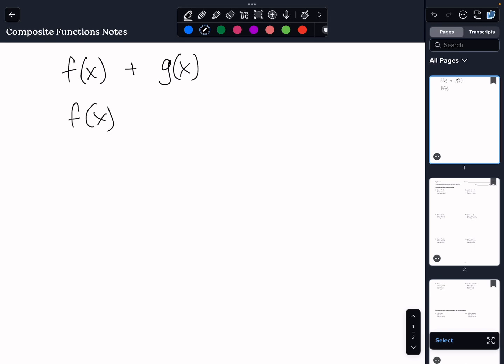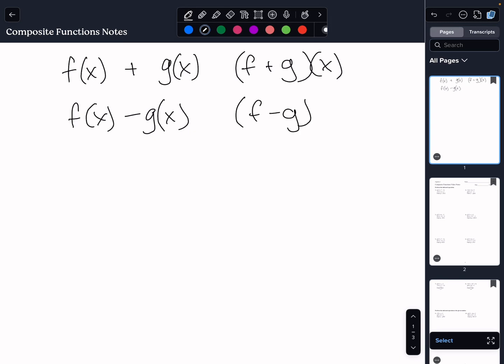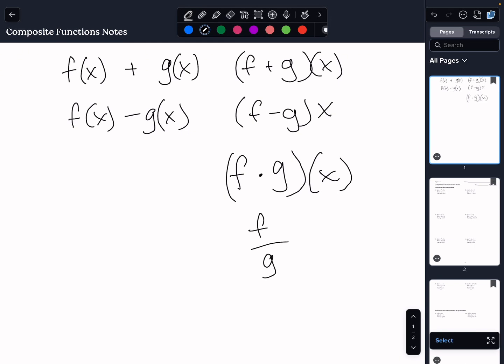Sometimes we'll have to subtract the two. This top one is typically written like this. And the second one will be written like this. And when we multiply them, it'll be written like this. And then when we have to divide them, it'll be written like that. Okay. And that's the simple part.